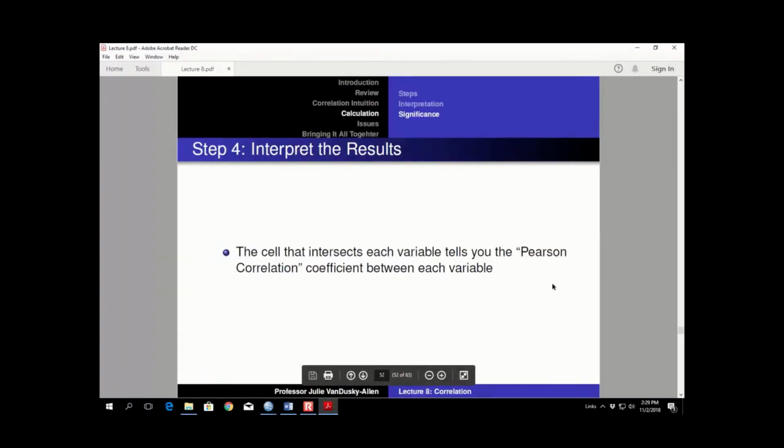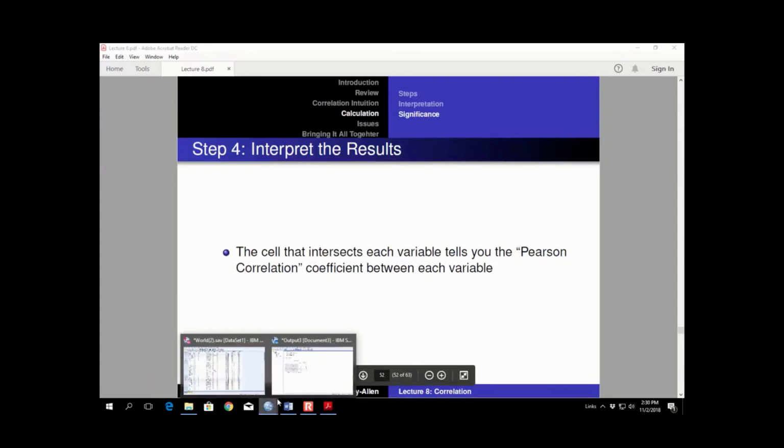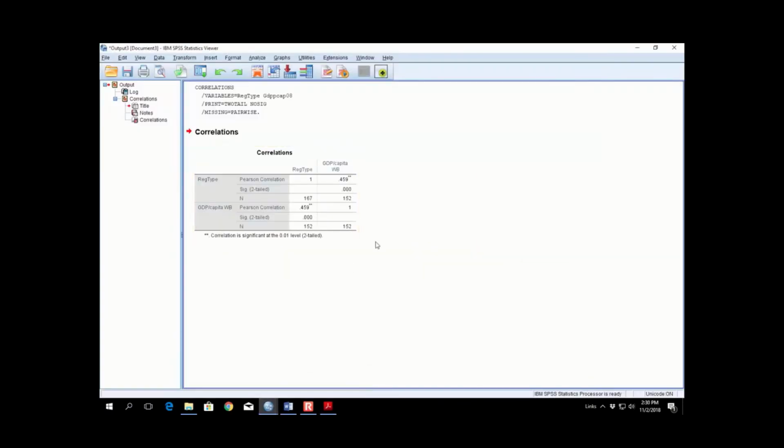The next step is to interpret the results. In this table, the cell that intersects each variable tells you the Pearson correlation coefficient between each variable. So going back to our example, the correlation between reg type and GDP per capita was 0.459.